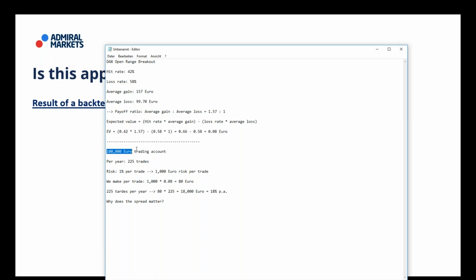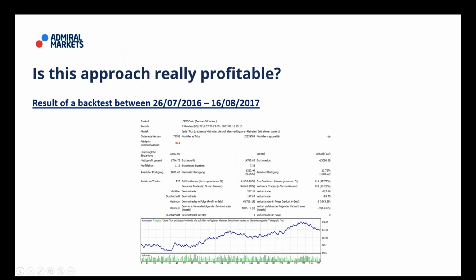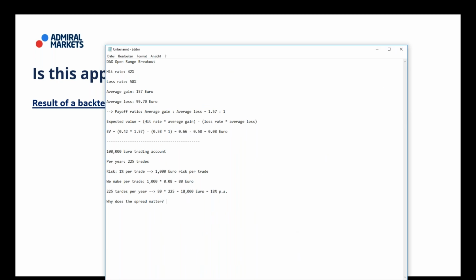Why? Well, we're trading a 100,000 euro trading account. So making 18,000 means we make 18,000, respectively 18%, per year. So, okay, cool. The only problem here is that after running this backtest, I ran this backtest here with a 1-point spread.